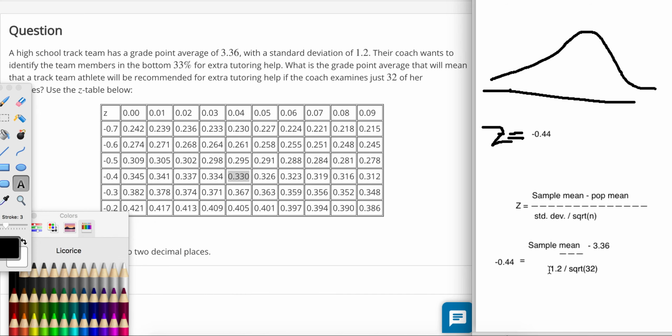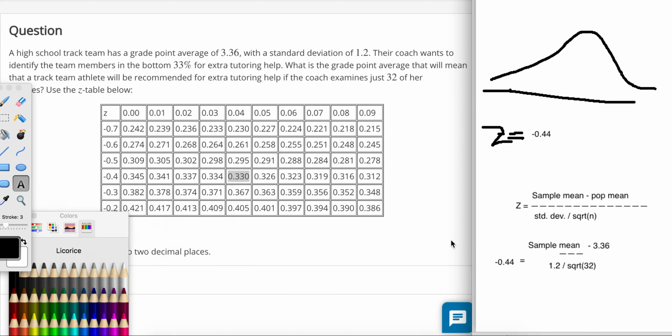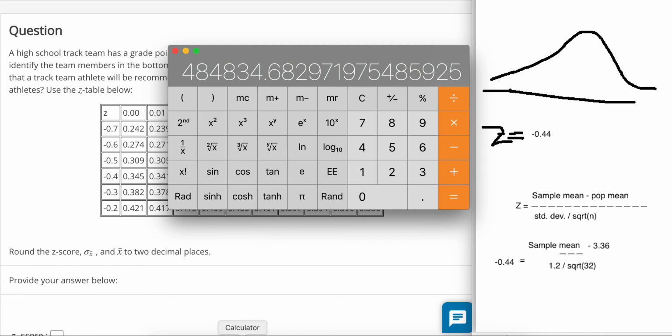I have another video where I actually have a mouse and I'm able to articulate a little bit better what we're supposed to be doing here. I'm going to do the square root of 32 first in my calculator. I'm hitting Command C, or Control C if you're on a Windows computer, to copy it. And then I'm doing 1.2 divided by what I got for the square root.